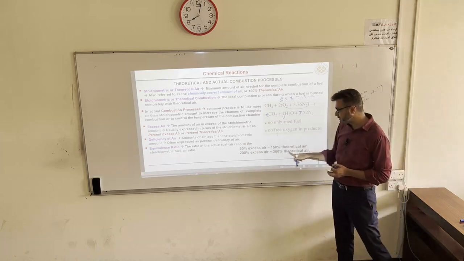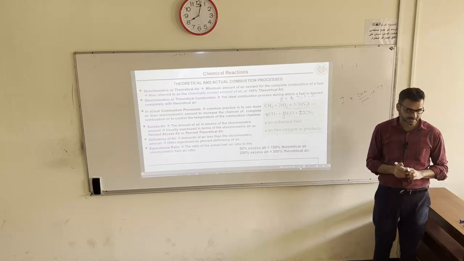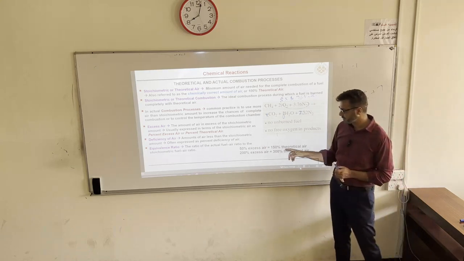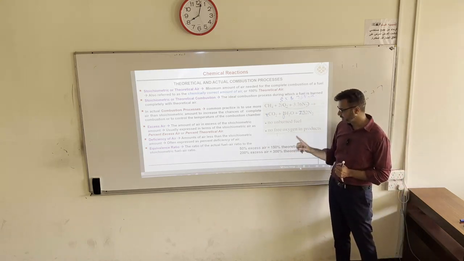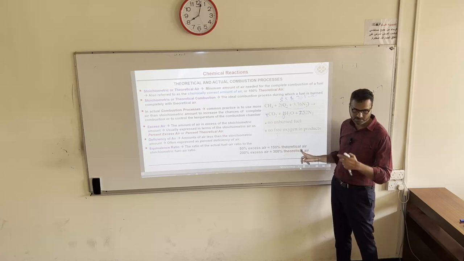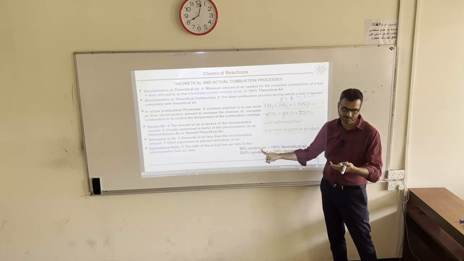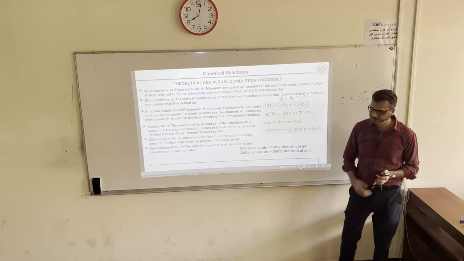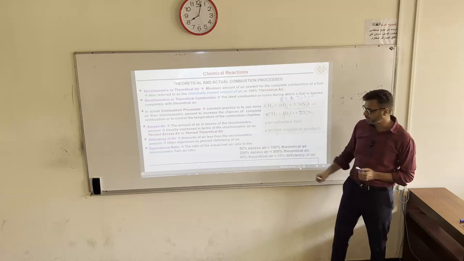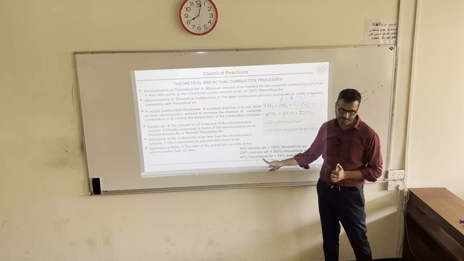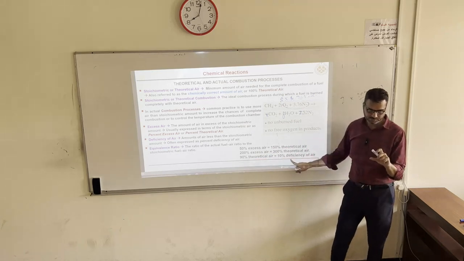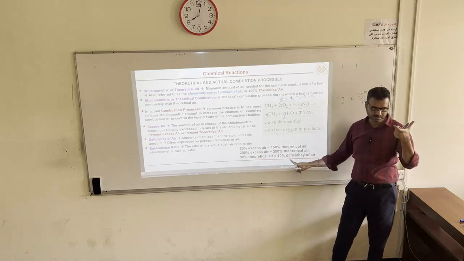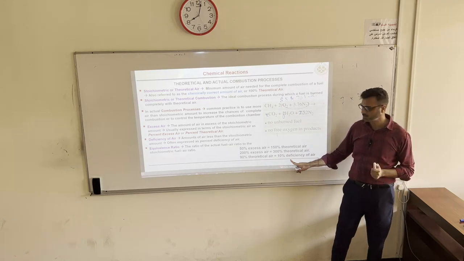In other words, this is 300% theoretical air. It means the same thing. So in the exam, if it is given as 150% theoretical air, it means 50% excess air. Excess of what? Excess of theoretical or stoichiometric. Deficiency: if there is 90% theoretical air, it means there is 10% deficiency. Out of that 100, 10 is less.